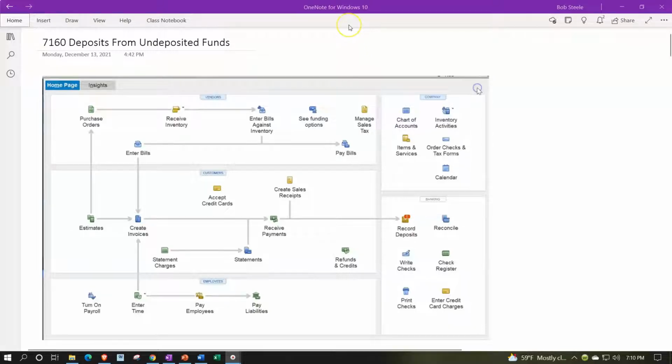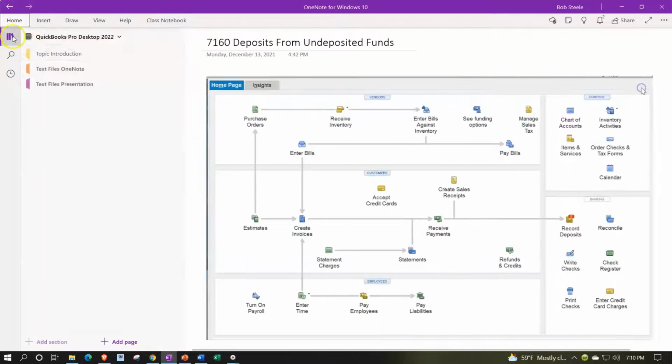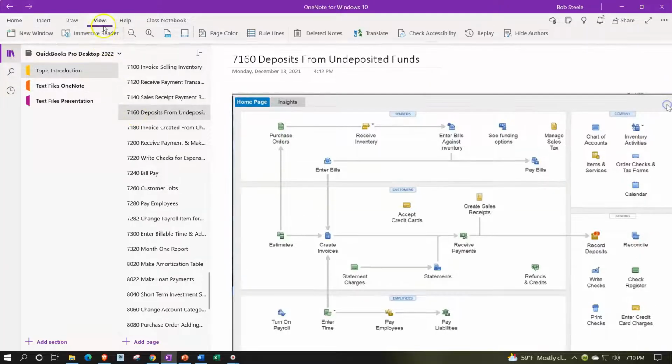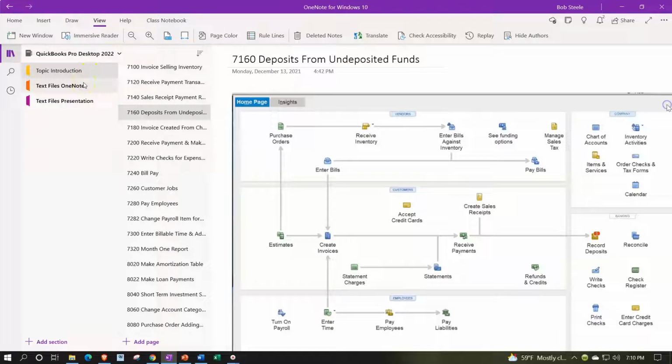If you have access to OneNote and would like to follow along, use the icon on the left-hand side, topic introduction, 7160, deposits from undeposited funds tab. Also, take a look at the Immersive Reader tool, topic introductions in the text area too. Same name, same number, but with transcripts. Transcripts that can be translated into multiple languages and either listened to or read in them. Same names and numbers for presentations as well.